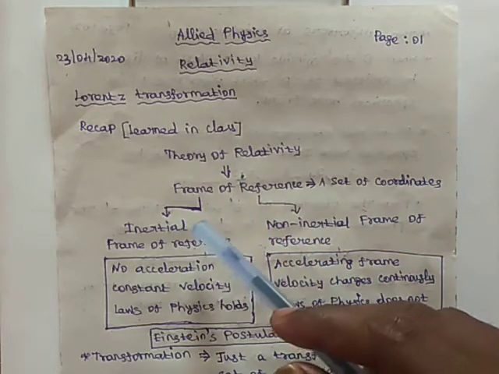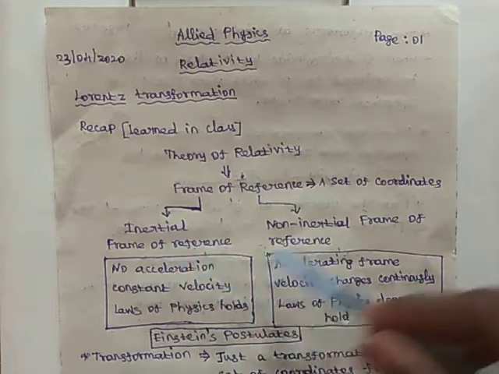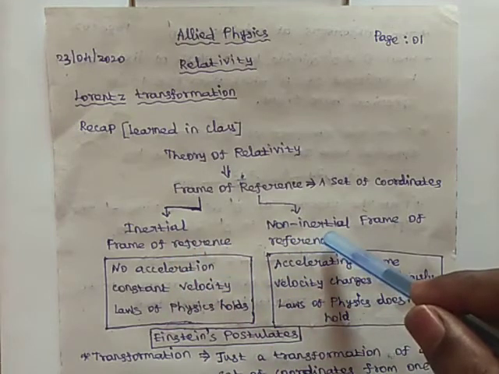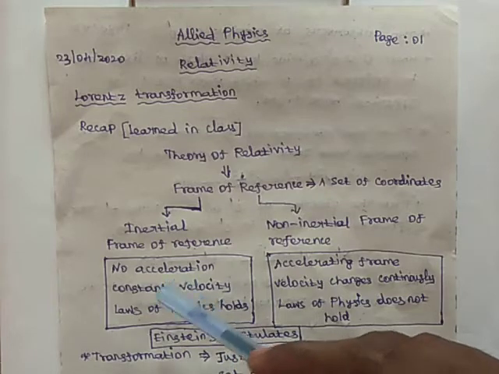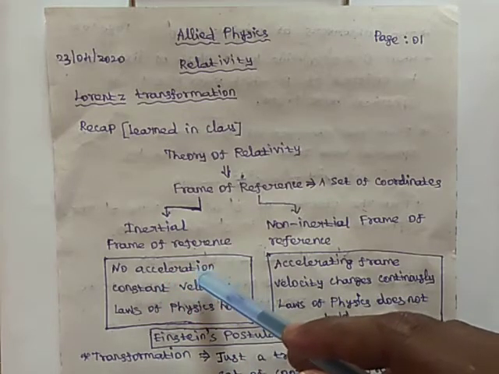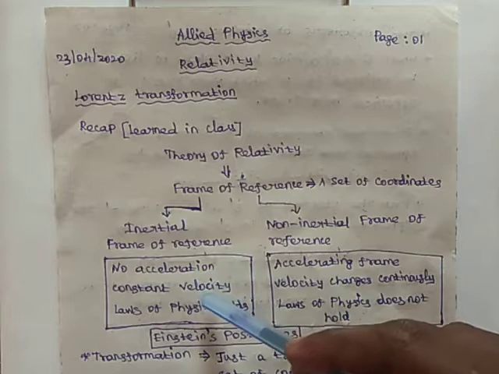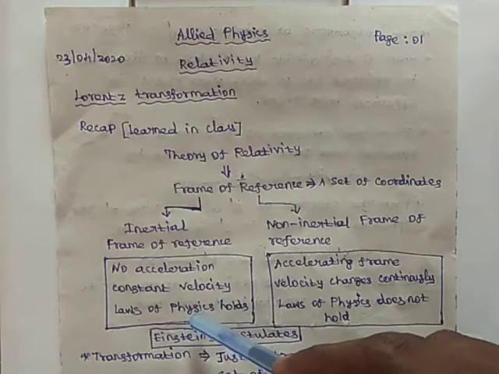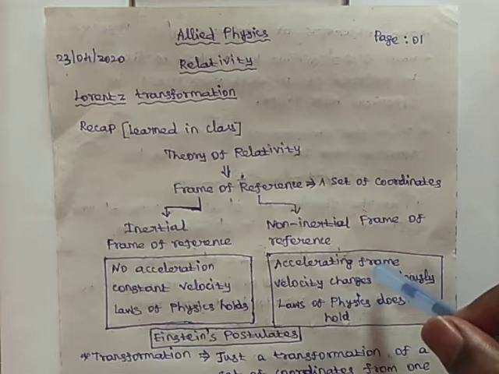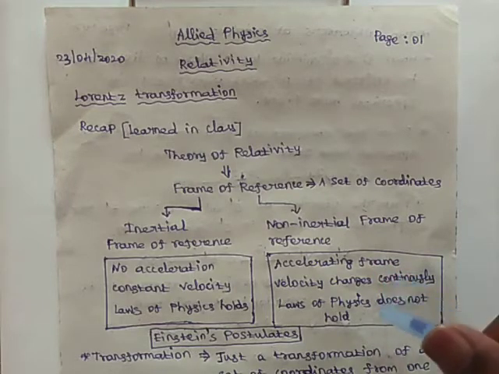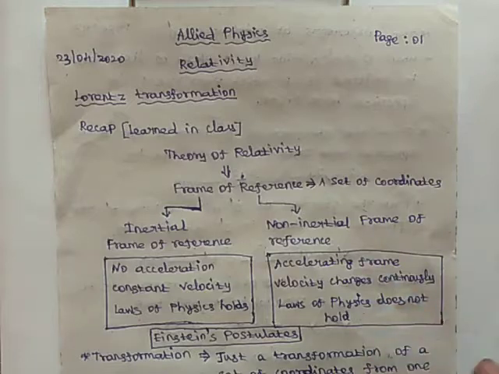It is classified into two types. One is inertial frame of reference, another one is non-inertial frame of reference. In an inertial frame of reference, there is no acceleration of the object or medium, so it has constant velocity. It obeys the laws of physics. The non-inertial frame is basically called an accelerating frame, where the velocity changes continuously. Here the laws of physics are not valid.